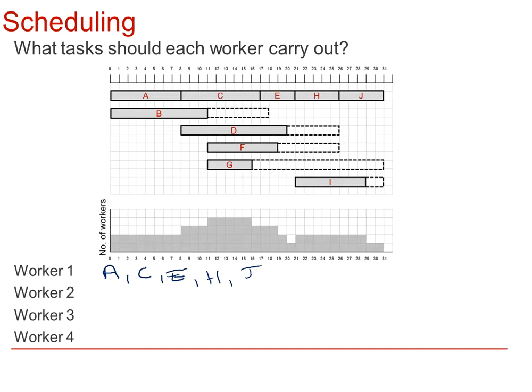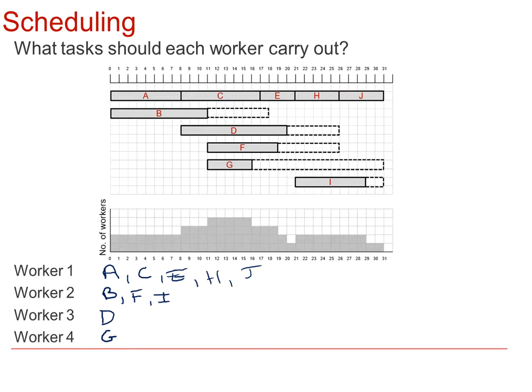So then worker 2 would start on activity B. They couldn't do D because they'd still be working on B, but they could then do F. They can't do G because they're working on F, but they could then do I. Worker 3 would then do D. And the way it's scheduled at the moment, then worker 4 would pick up the task G.